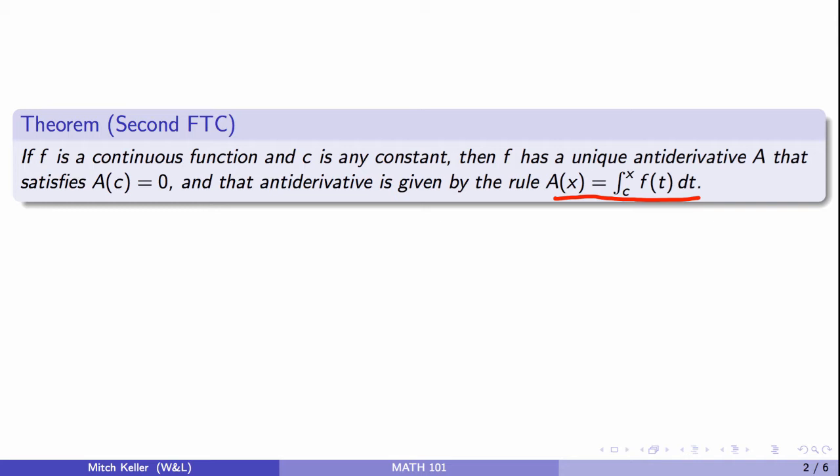And the second fundamental theorem of calculus says that if f is a continuous function and c is any constant, then f has a unique antiderivative, A, that satisfies A of c is 0. And we can find that antiderivative by integrating f from c to x.